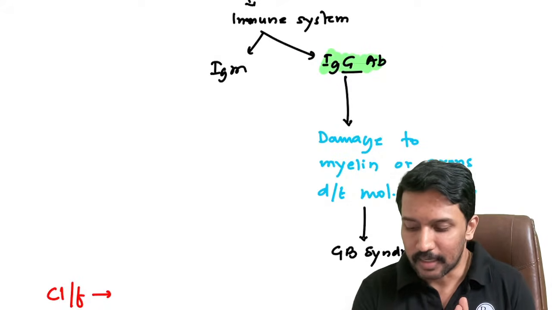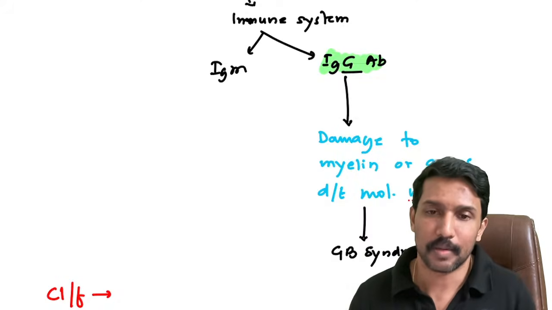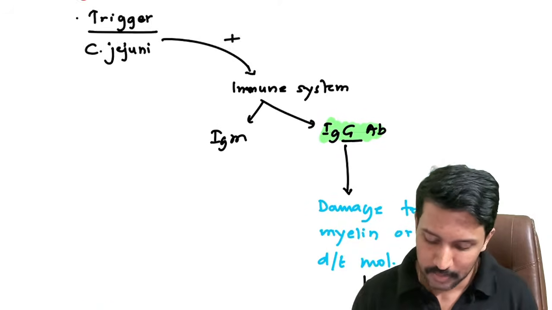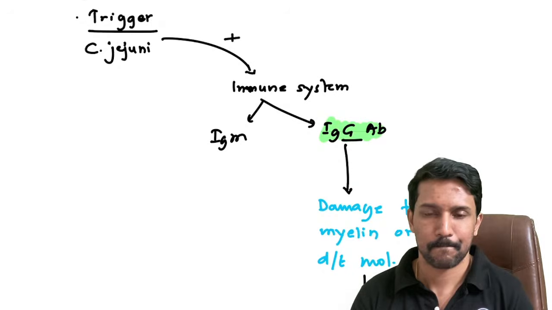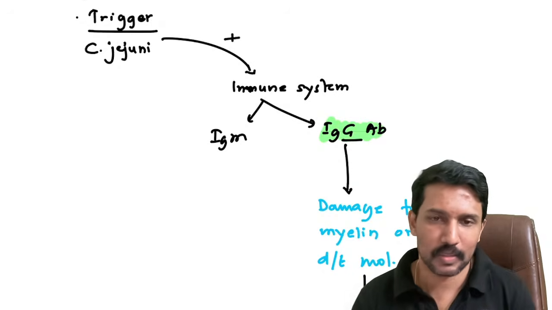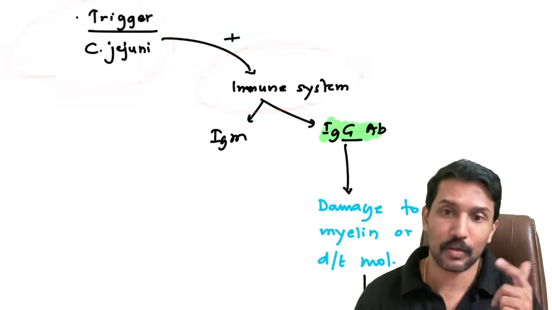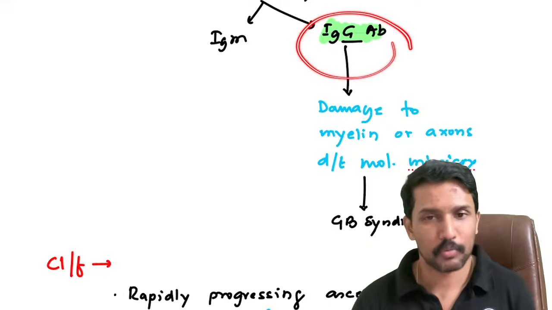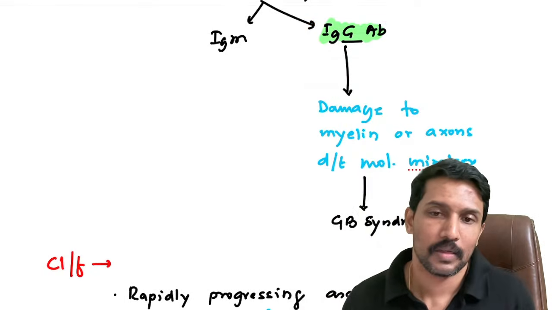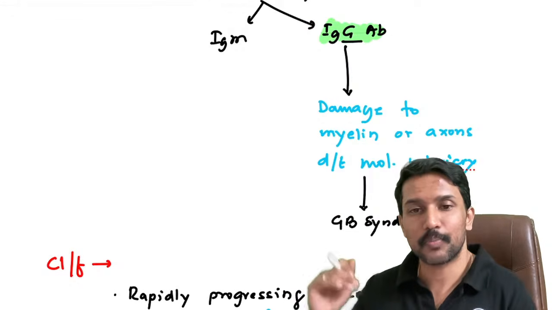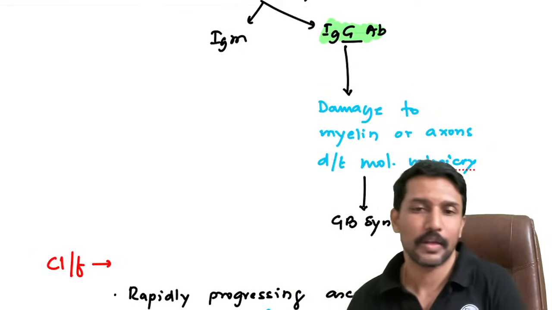Now don't say, sir, I will stop production of antibodies by suppressing the immune system with steroids. That won't work here. Why steroids won't work here? Because already infection has happened, immune system is triggered already, and it has produced the antibodies. Antibodies are already there in your circulation. They are the ones which are causing the damage to the neurons. So even if I suppress new antibody production, the existing antibodies will go on damaging the neurons.